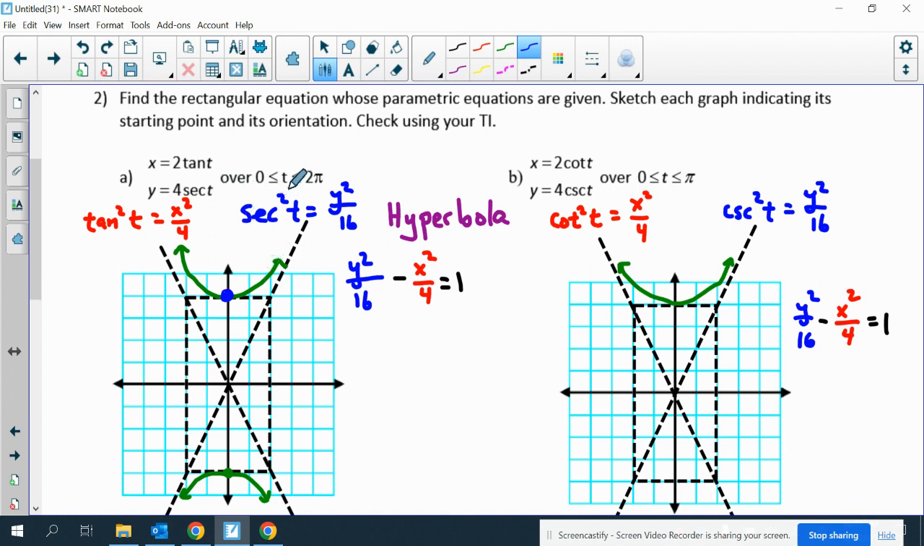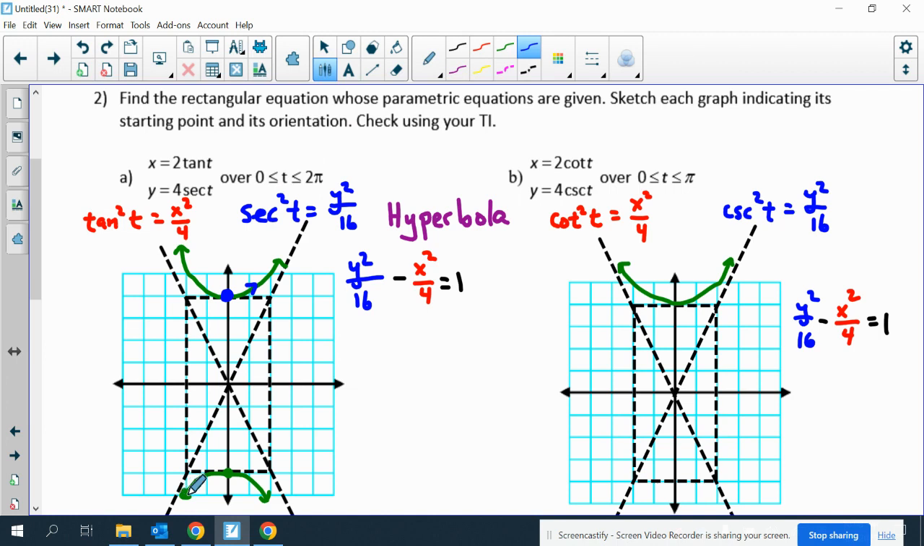And then if I substitute in, let's say, pi fourths, I know that tangent of pi fourths is 1, so I would have x equals 2, and secant of pi fourths is root 2 over 2, so it's going to be something else moving in the positive direction. So my orientation is moving up. So it starts in the middle, moves up, and then it goes off to infinity at pi halves.